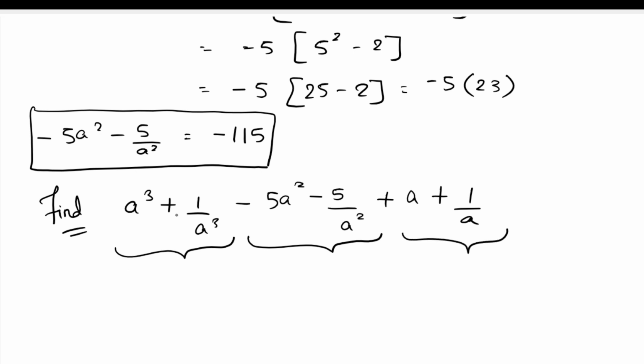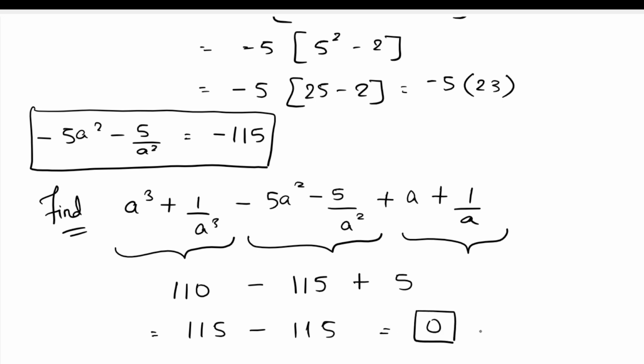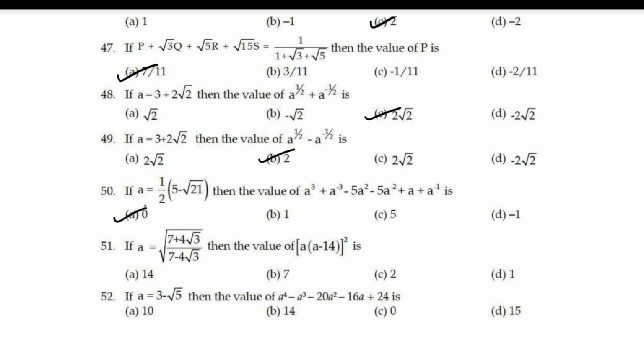Just substituting the values. So a cube plus 1 by a cube, we got the value 110. And minus 5a square minus 5 divided by a square, we got the value minus 115. Plus a plus 1 by a, we got the value 5. So this is equal to 110 plus 5 will give us 115 minus 115, which is equal to 0. So for 50th one, option A, 0.